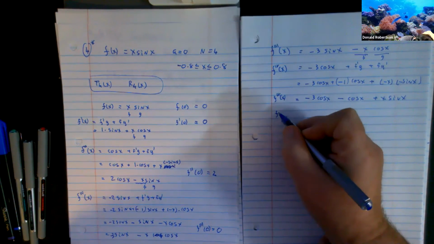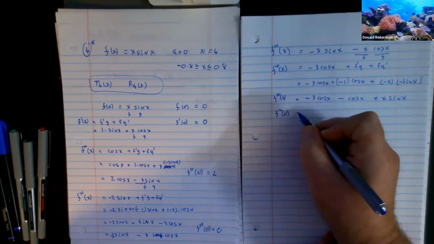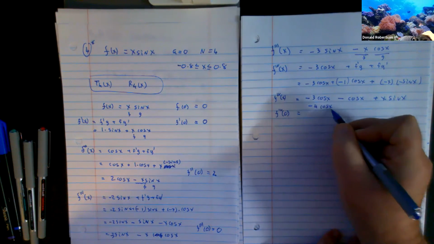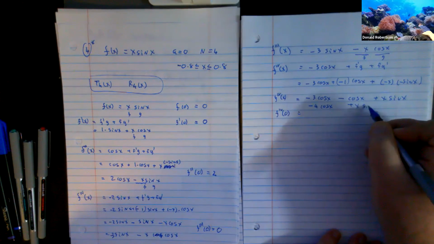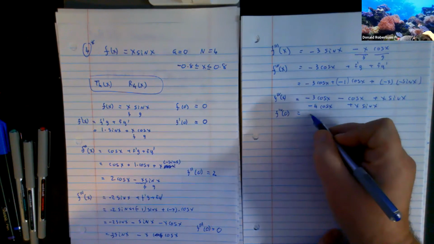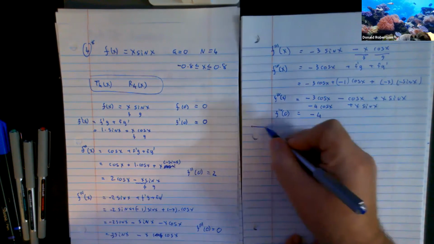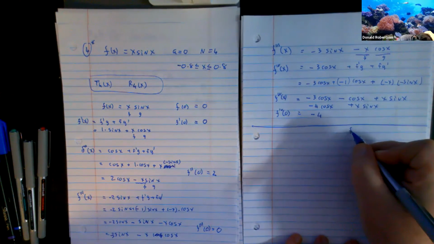And evaluate that guy also at 0. Well, negative 4 cosine x's plus this guy, I guess. Right, now I can do it, and you get negative 4. So out of all that hard work, I'm just doing a summary here.